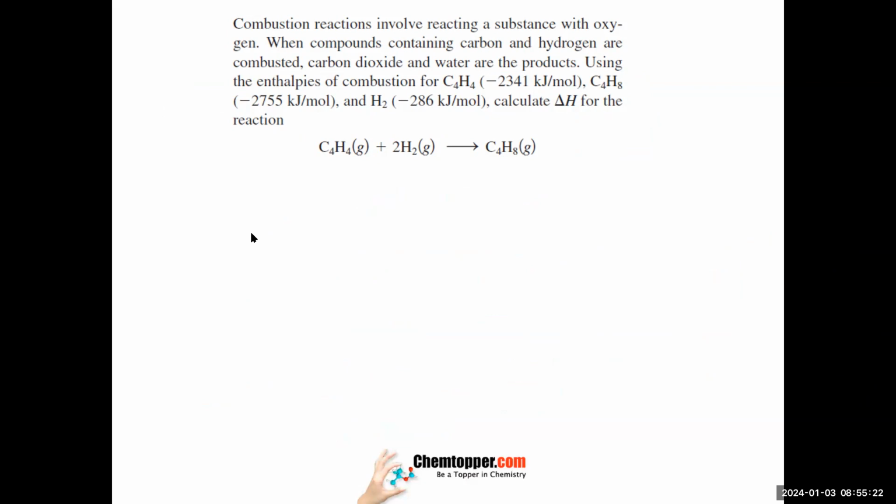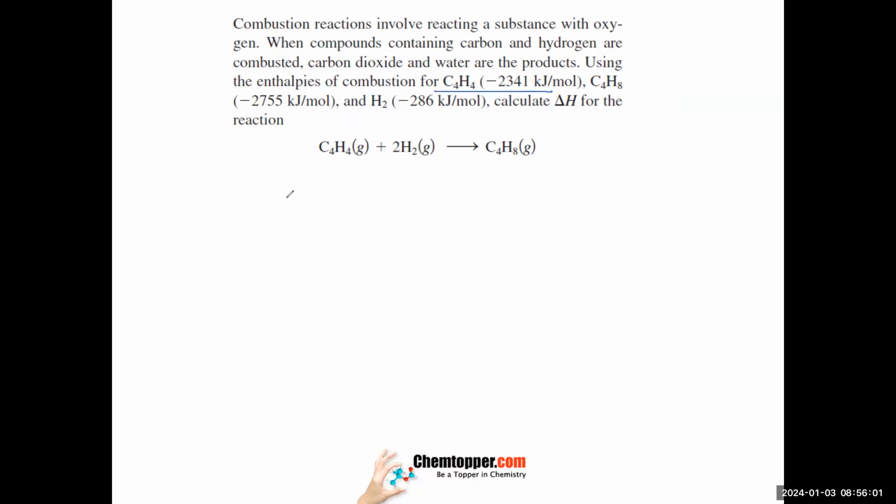Read this question. It's a combustion reaction. When the compounds containing carbon, hydrogen are combusted, meaning hydrocarbons, then we know that CO2 and water are the products. Using the enthalpies of combustion of this, and this, calculate the delta H of this reaction. Wonderful question. So here you have to make the equations also, right? So what's the enthalpy of combustion of this given?